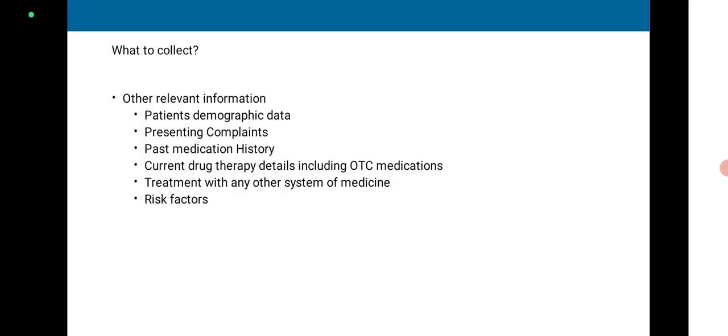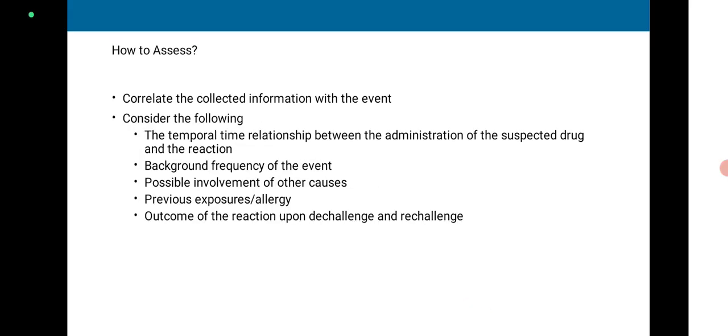Other relevant information that also needs to be collected includes the demographic data of the patient, the presenting complaints of the patient, past medical and medication history of the patient, current drug therapy details including all over-the-counter medications, and whatever treatment is given with any other system of medicine like homeopathy, Ayurvedic, all those treatment modalities also to be included, and other specific risk factors.